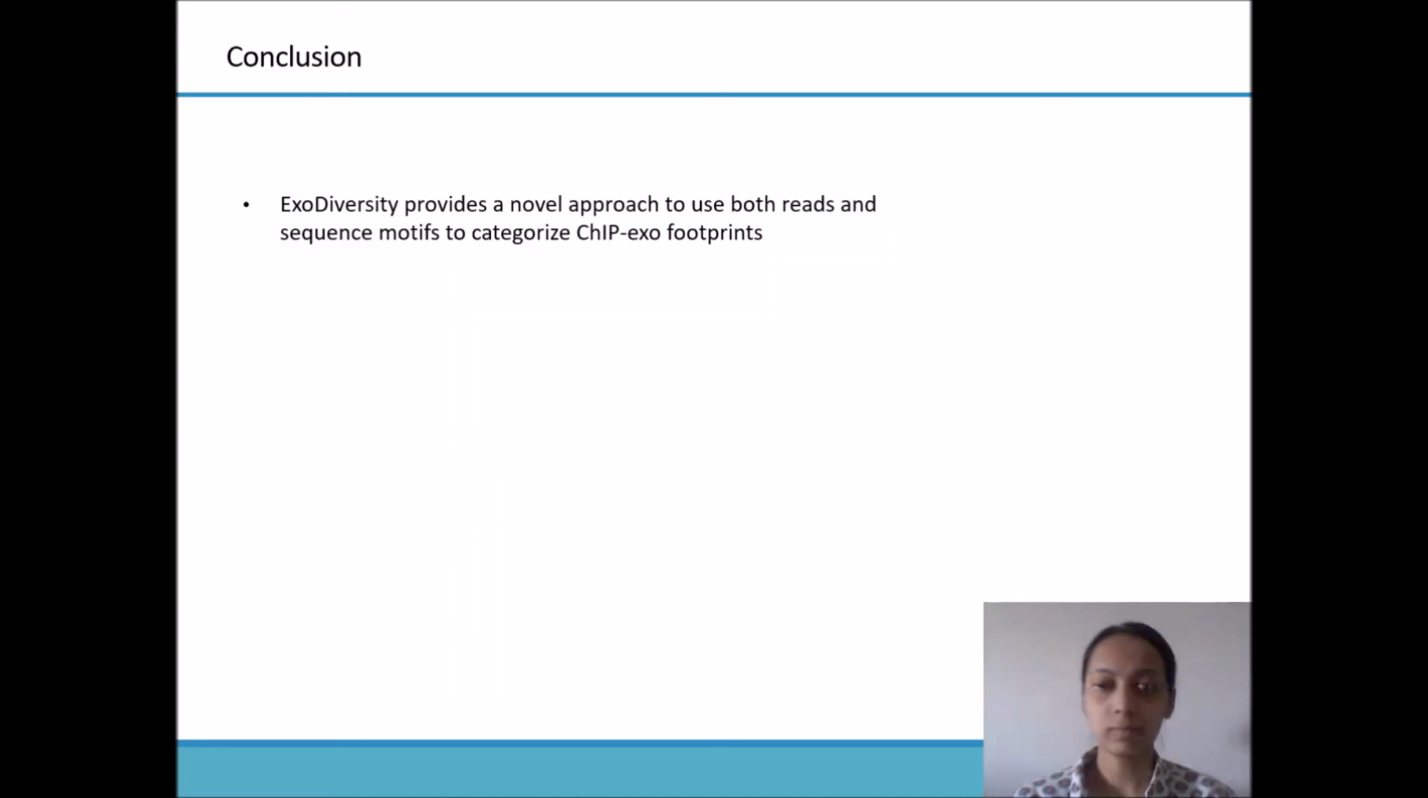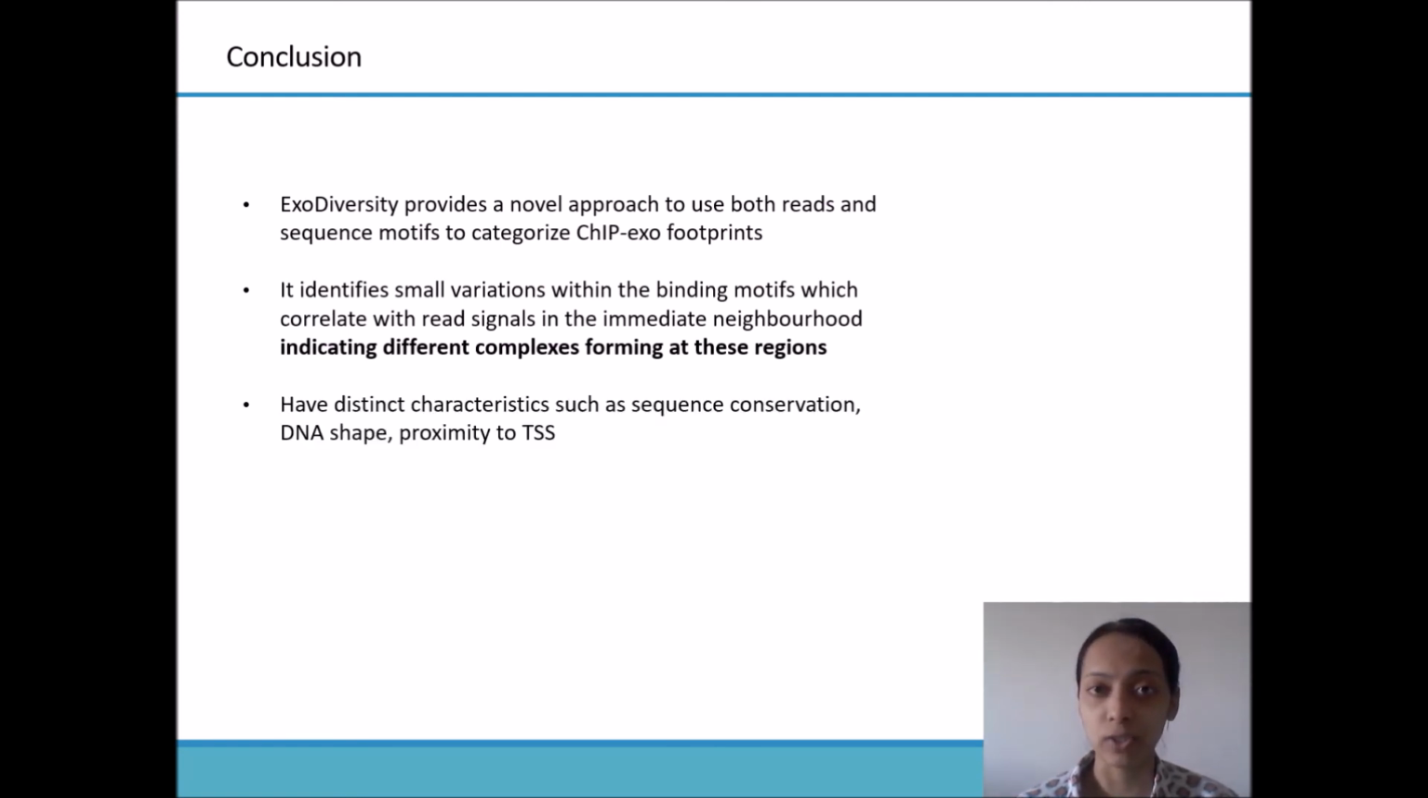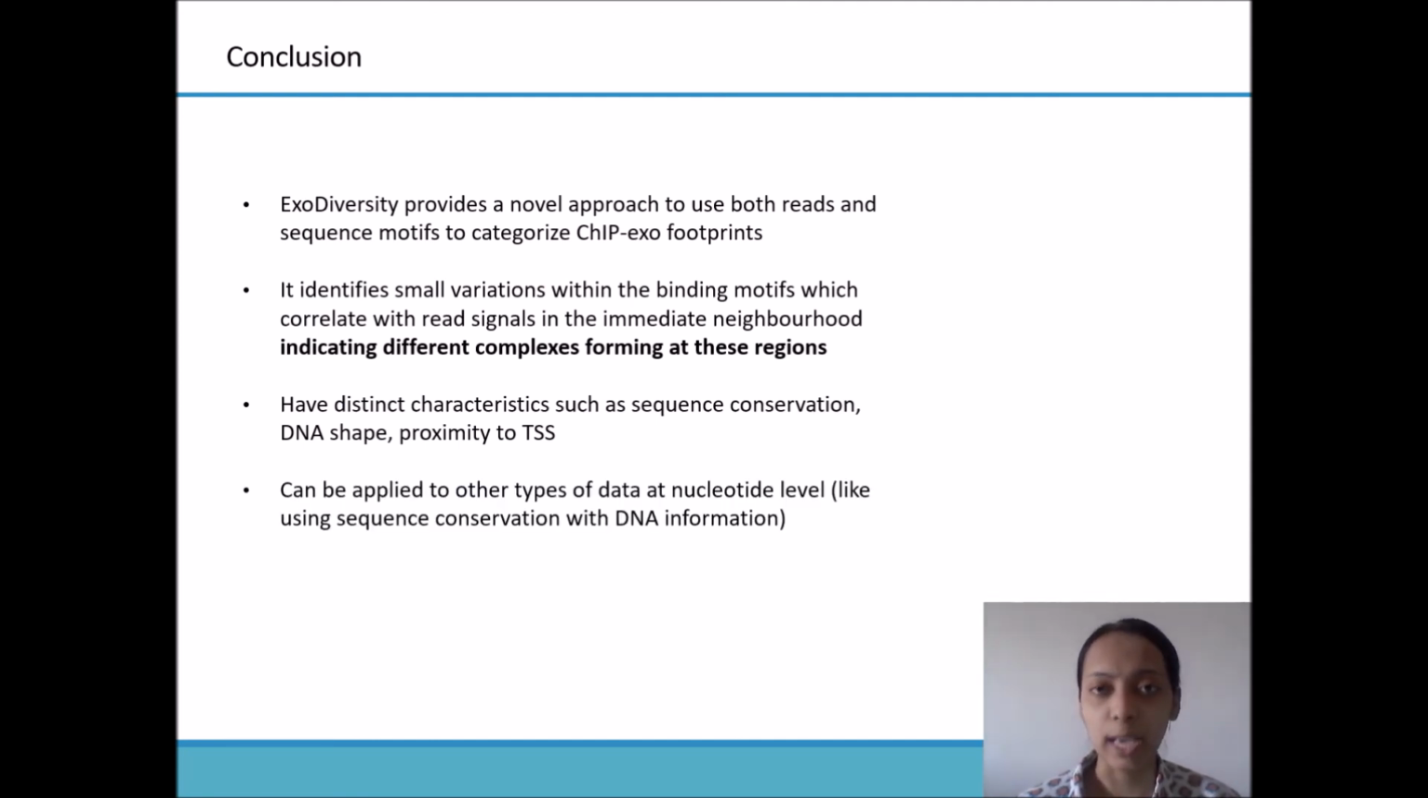To conclude, we see that Exodiversity provides a novel approach to use both the read counts and the sequence motifs to categorize and resolve the ChIP-exo footprints. It identifies small nucleotide level variations within the binding motifs, and they correspond to the read signals. Different modes have different characteristic features in terms of sequence conservation, DNA shape, and proximity to the TSS, which we did not see here but have discussed in the paper. Thus, Exodiversity can be applied to other types of data as well where nucleotide level information is available.